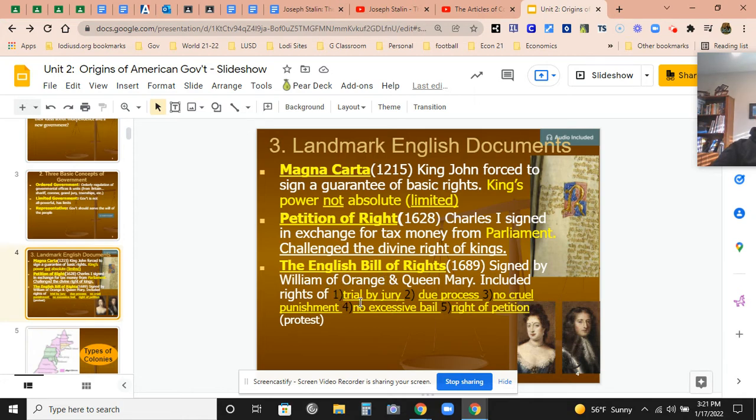The English Bill of Rights included the following rights: the right to trial by jury, due process, no cruel and unusual punishment, no excessive bail, and a right to petition the government or protest for grievances. So that's why when you see people protesting, that right goes back a long ways. Pictured here in the artwork is William and Mary. They were really heroes. Also, there's a visual of the Magna Carta, that really big written document on the right.